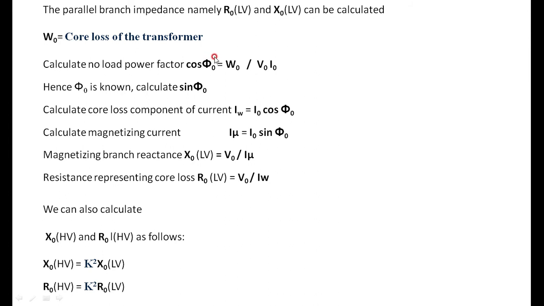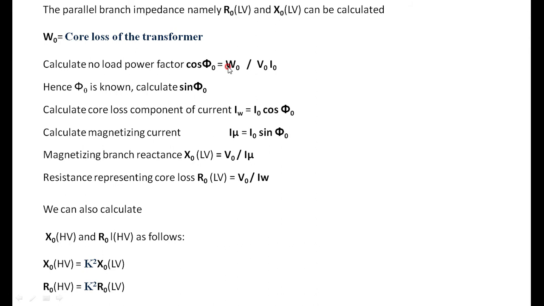We know that power W is equal to VI cos phi. In the case of no load loss, W naught is equal to V naught I naught cos phi naught. Therefore, cos phi naught is equal to W naught divided by V naught I naught. Here we are calculating cos phi naught, that is the no load power factor. Once we know cos phi naught, we can calculate phi naught.